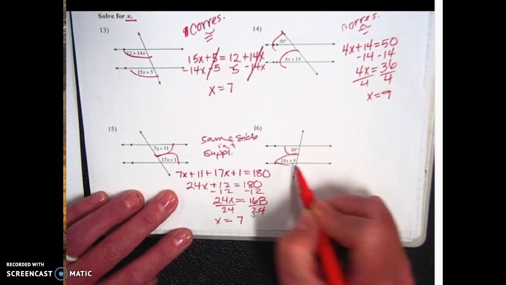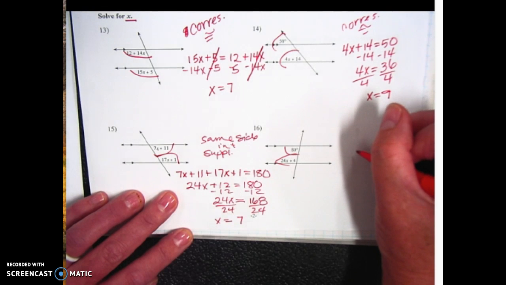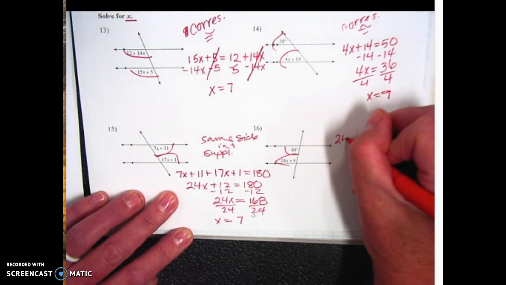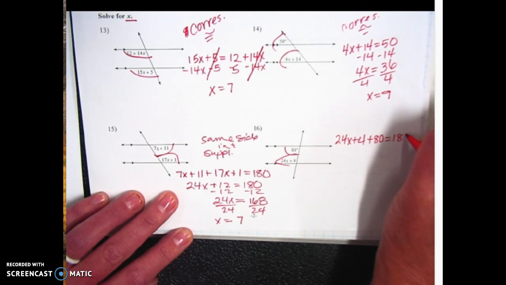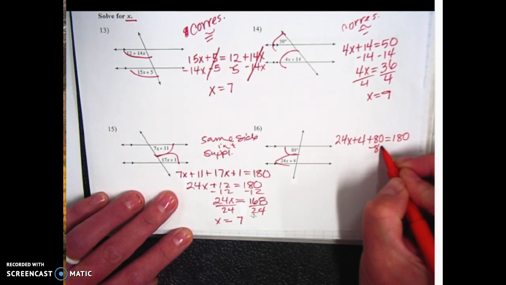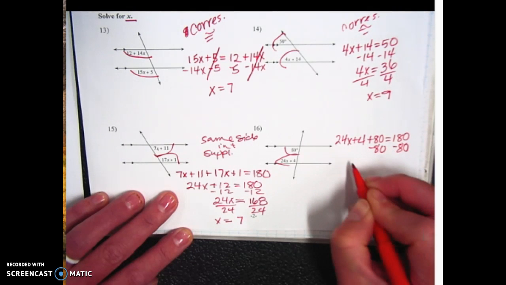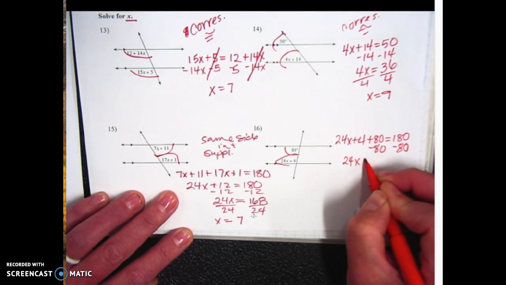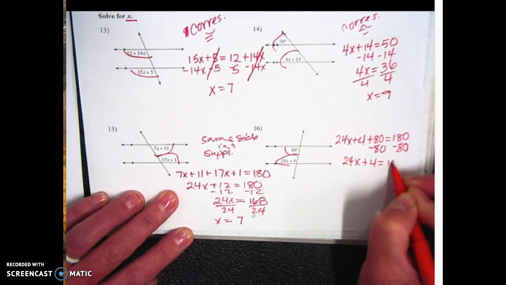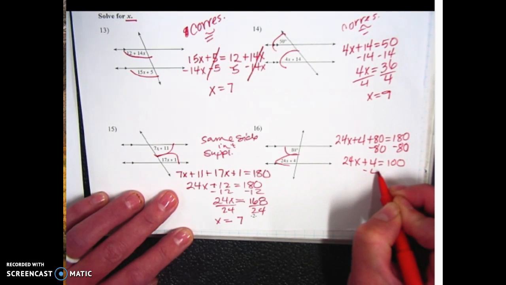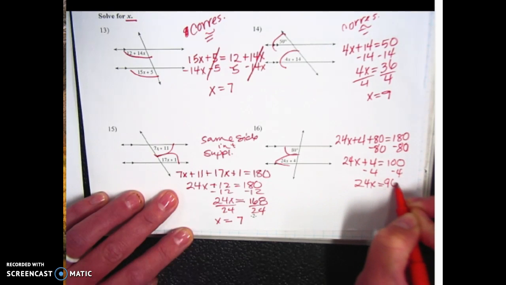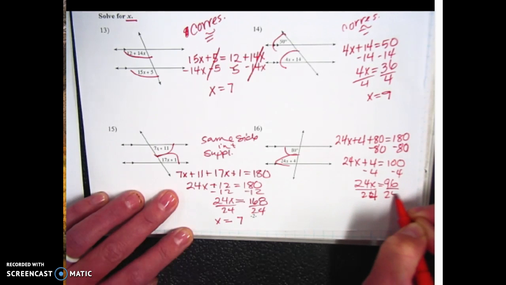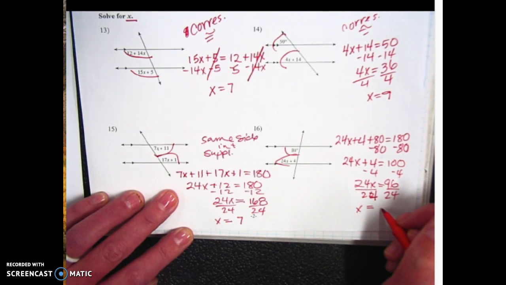Right? 16 is the same way. Same side interior, so they should be supplementary. So we say 24x plus 4 plus 80 equals 180. I'm going to start by subtracting that 80 just because it's going to make the problem a little bit easier for me. Subtract the 4. Divide both sides by 24. So x is equal to 4.